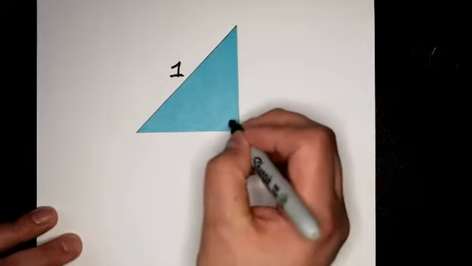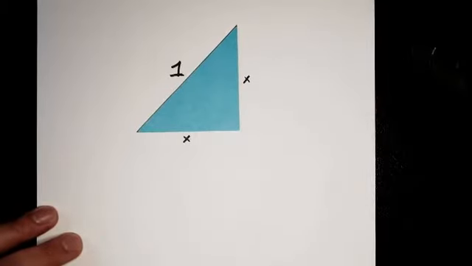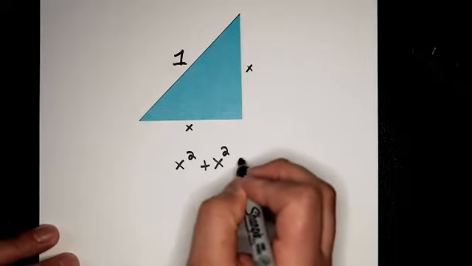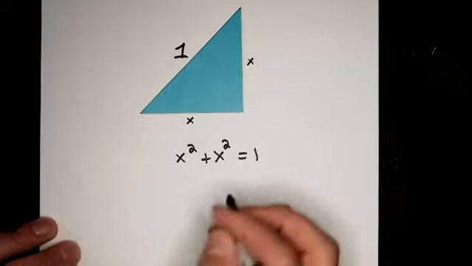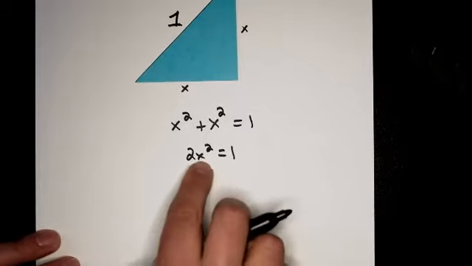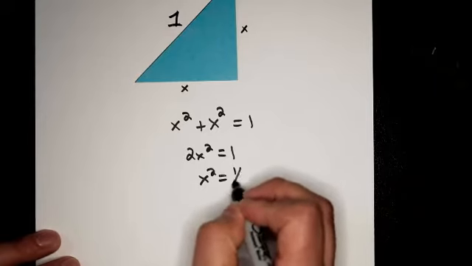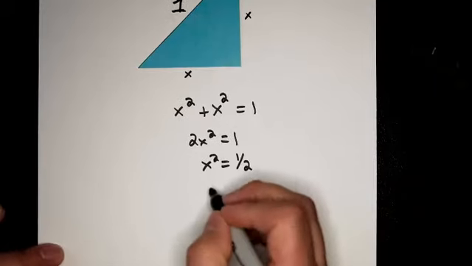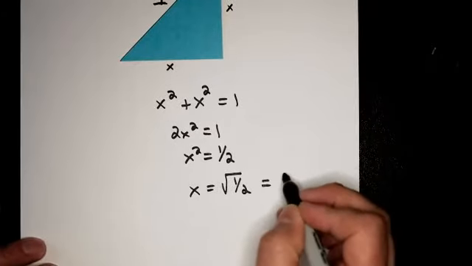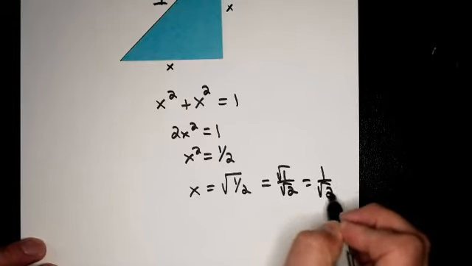We're going to go ahead and say that this is a right angle, and that this is x and this is x right here, which means if we use the Pythagorean theorem, we get x squared plus x squared equals 1, or 2x squared is equal to 1. Keep solving for this thing. We're going to divide both sides by 2, and we get x squared equals 1/2, and then square root both sides, and we get x is equal to the square root of 1/2, which equals square root of 1 over the square root of 2, which equals 1 over the square root of 2.